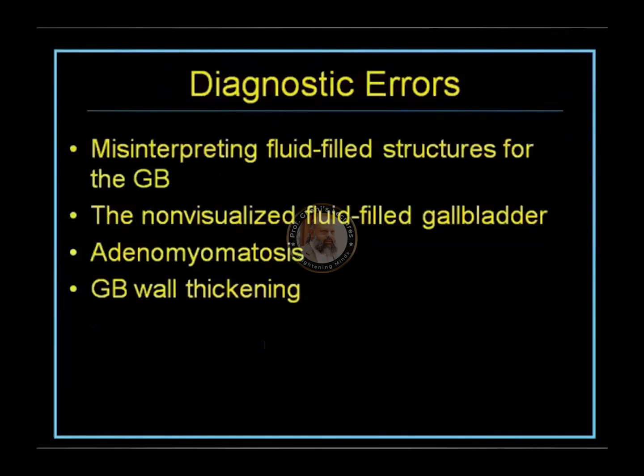So diagnostic errors are important. We have to keep in mind that we can misinterpret fluid-filled structures for the gallbladder, like we saw with the stomach. The non-visualized fluid-filled gallbladder is sometimes covered with gas. Adenomyomatosis, in which we can have a lot of small polyps in the gallbladder, is called strawberry gallbladder. We can have gallbladder thickening also.